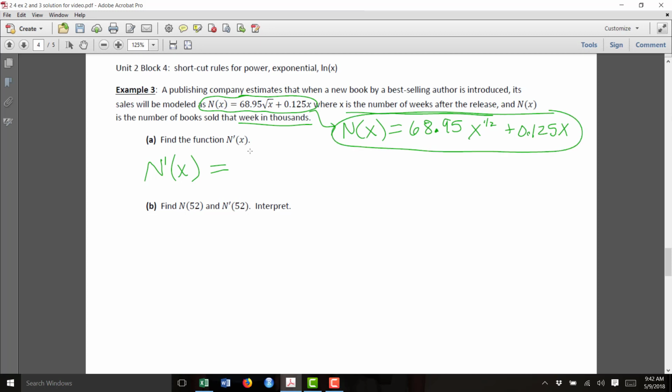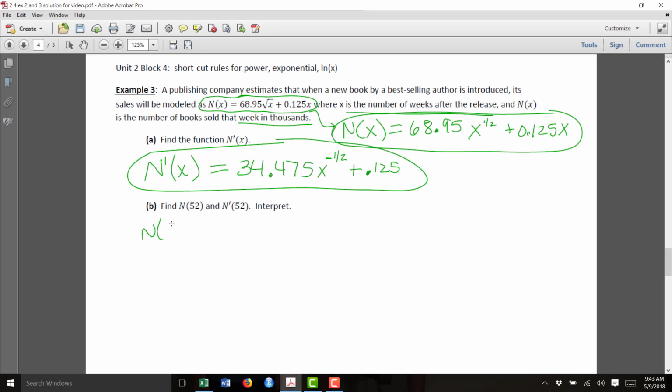I'm going to take that 68.95 times 0.5, dropping down that exponent. I get 34.475. And then I take that exponent 1/2 and subtract 1. So I get negative 1/2. And the derivative of 0.125x is just 0.125. So there's the derivative. I need to find n of 52 and also evaluate the derivative at 52. So I'm just going to pop that either in your calculator or pop it into Excel and get the answer out. And I got n of 52 is 503.706 and n prime of 52 is 4.906.